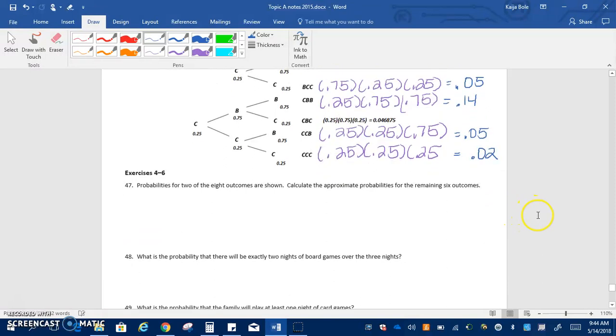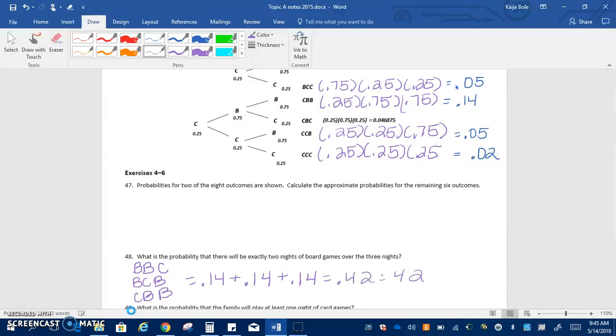Next question, what is the probability that there will be exactly 2 nights of board games? So first we should list them out with the letters. So exactly 2 nights of board games would be B, B, C, B, C, B, and C, B, B. So now we know that each one of those, if we look at our picture, was 0.14, so we're going to add that up 3 times to represent those probabilities, and our grand total would be 0.42, which would be 42%.